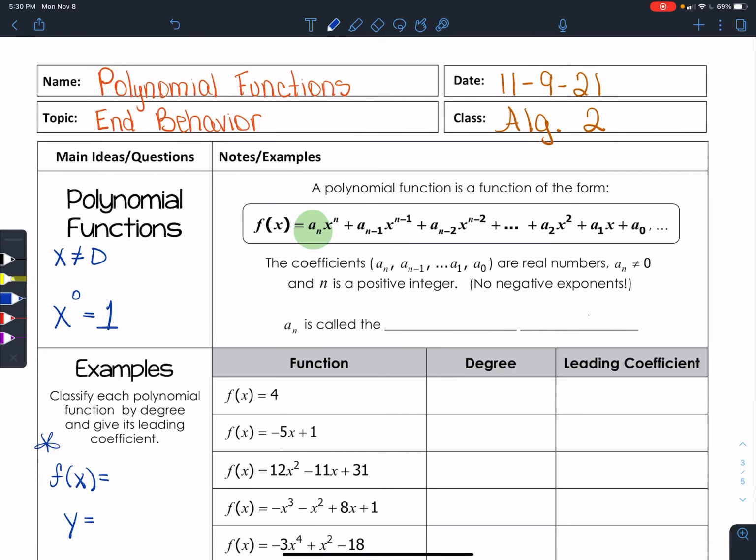Hi all, let's go ahead and get started with today's notes. We are going to be talking about polynomial functions.